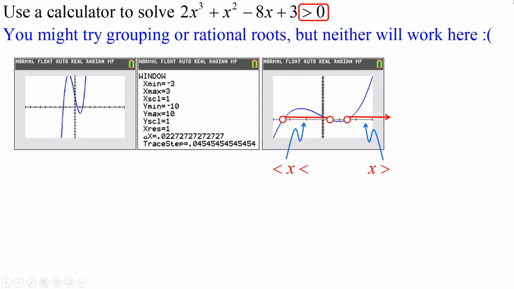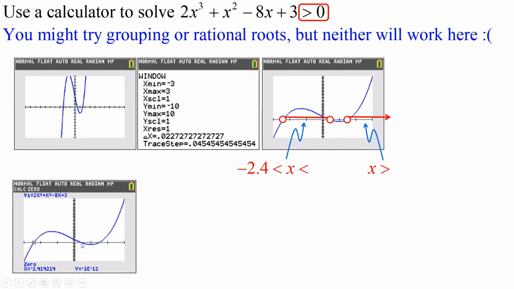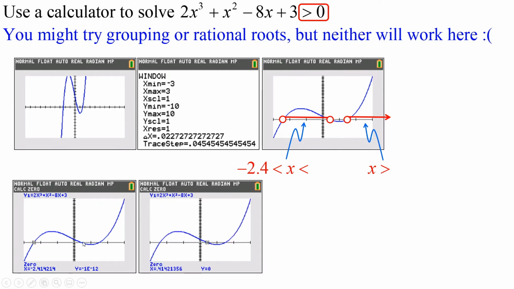So I took my calculator and I did second calc 0, and the first x value on the left is approximately negative 2.4. So I can put that in there right now. So negative 2.4 is less than x and x is less than, and then I used my calculator to find this x value. So I did my second calc 0 and I got approximately 0.4. So there's my first interval right there. Negative 2.4 is less than x and x is less than 0.4.